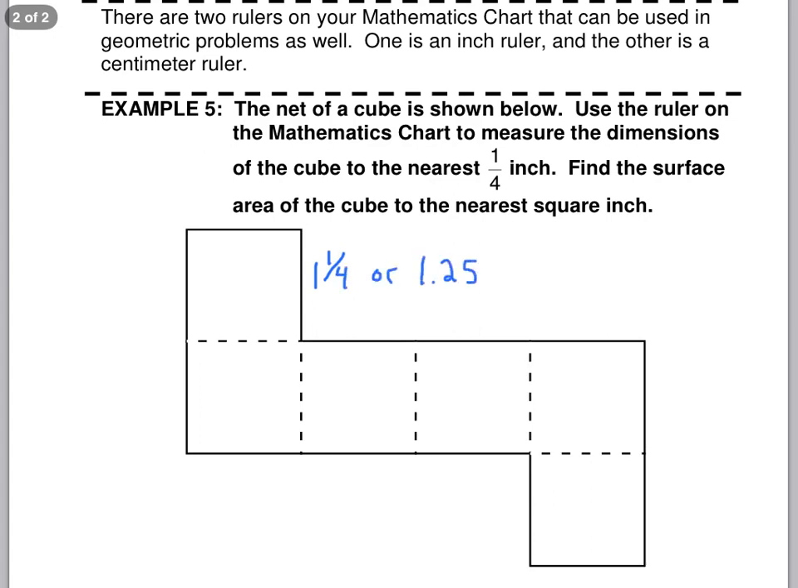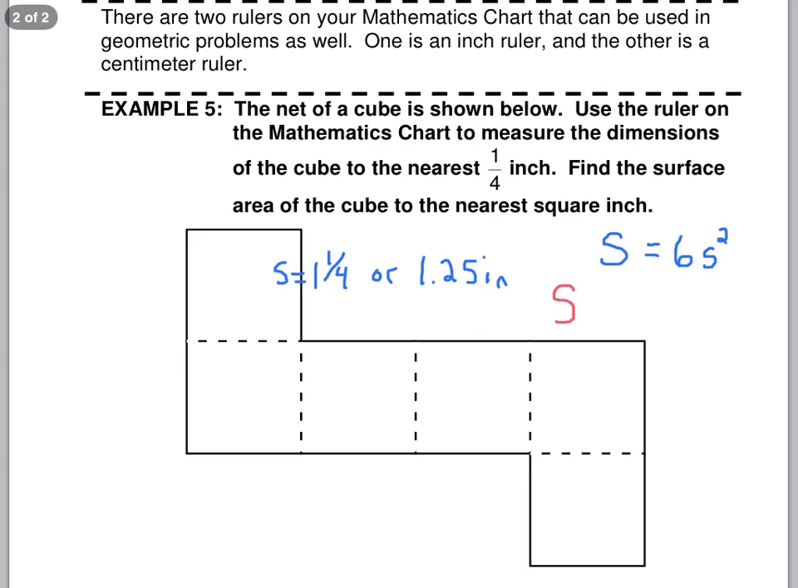So I want you to draw this cube, and then the side, which is the small s, the little s, is that. Now the formula that we use to find the surface area of a cube is capital S, which stands for surface area, is equal to 6 times small s, the side squared. Okay, that's the formula.